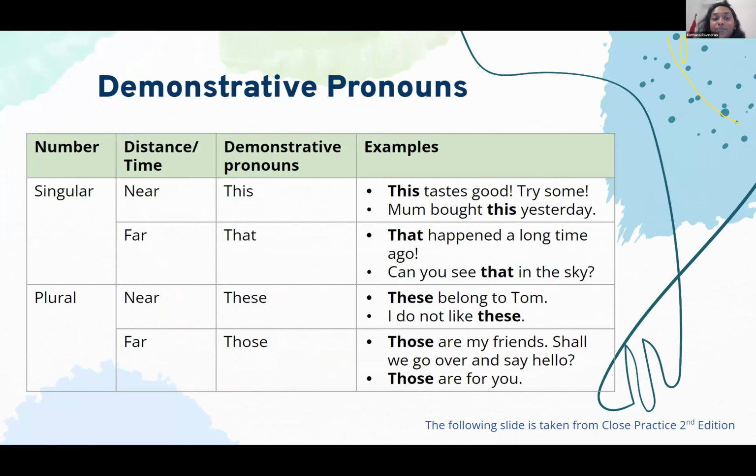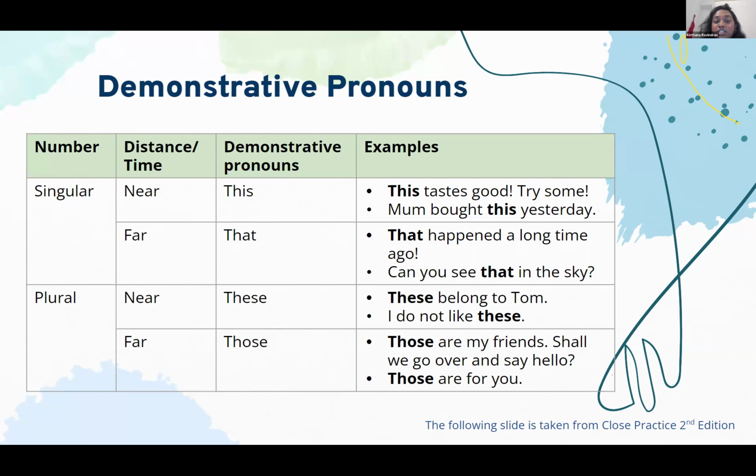It's in the sky. Okay, next will be plural and near. So it'll be these. These belong to Tom. I do not like these. That means the thing is near me and there's a lot. This is plural. Okay, next is plural and far. So it'll be those. Those are my friends. Shall we go over and say hello? Or those are for you.